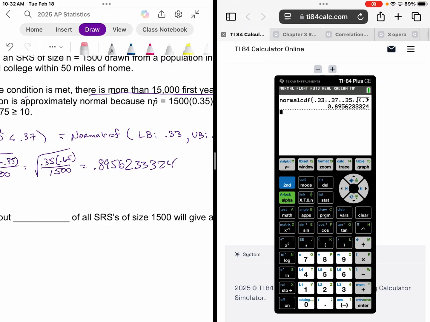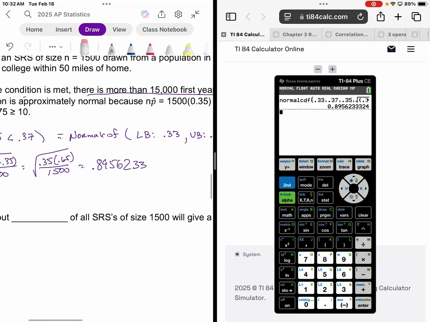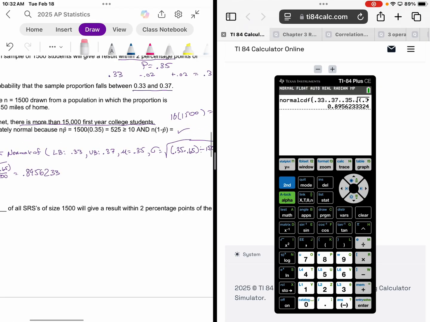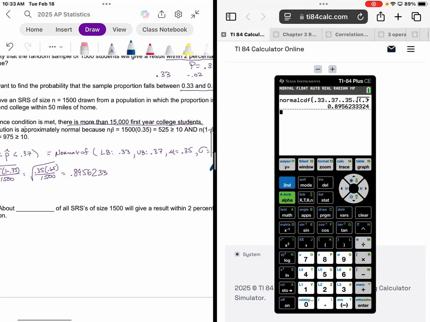Now, that's my probability. Sorry, that's actually the percentage, sorry. Let me rewrite this. That's our overall probability, that's our answer. 0.8956 is our probability. The standard deviation individually, sorry, my bad. The standard deviation individually was like 0.0123153021. Okay, that's what that standard deviation worked out to be.